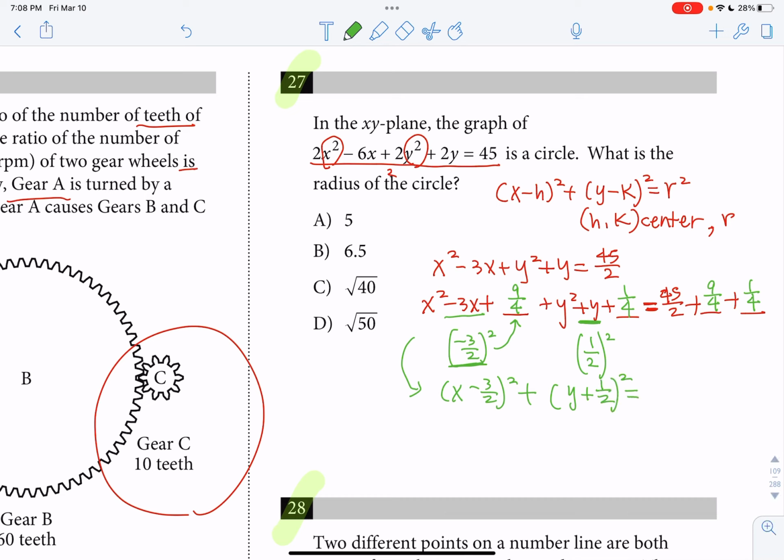And then if you add those three numbers, 45 over 2 plus 9 over 4 plus 1 over 4 will be 25. Then from here, I can tell the center of the circle will be the opposite, which is 3 over 2 and negative 1 over 2. And the r squared value is 25, so r will be 5. That's what I do. So since they're asking what the radius is, I can say it is 5.